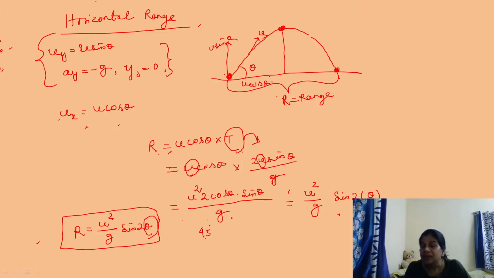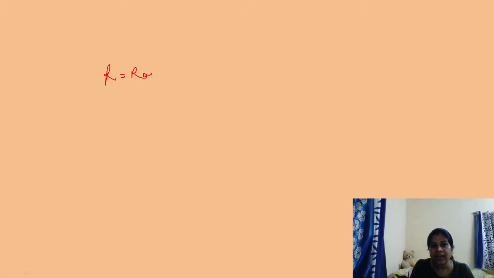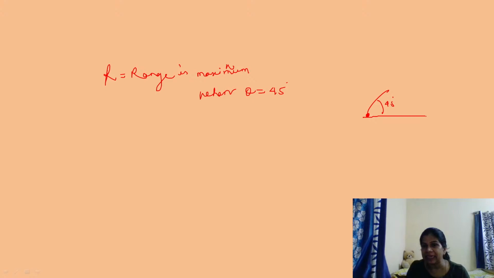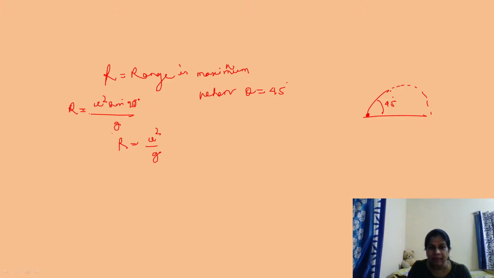So if theta is 45 degrees, theta is 45, then sin 2 into 45, how much will it be? sin 90. So the maximum value of sin theta is nothing but 1. So range is maximum when theta is 45 degrees. So any object when thrown at 45 degrees, its range will be maximum, because R is equal to u square sin 90 degree divided by g, so that is sin 90 degree divided by g, which is nothing but u square by g. So this is the formula for maximum range.